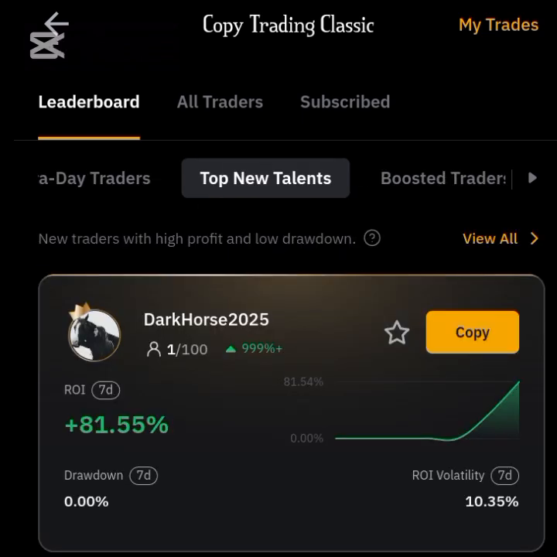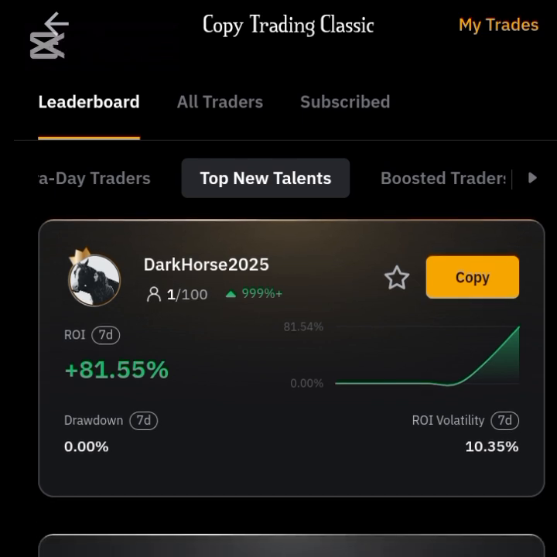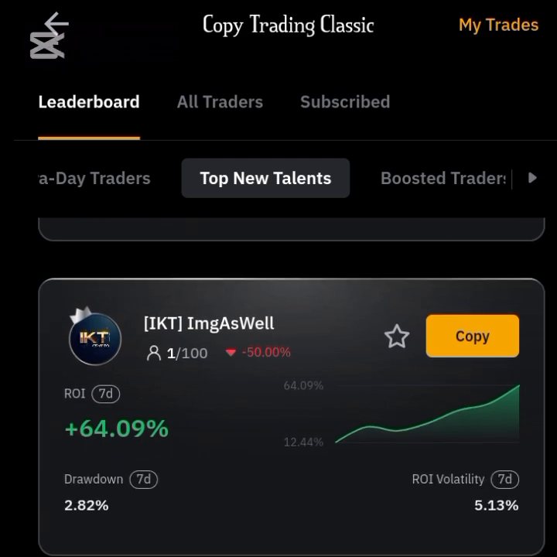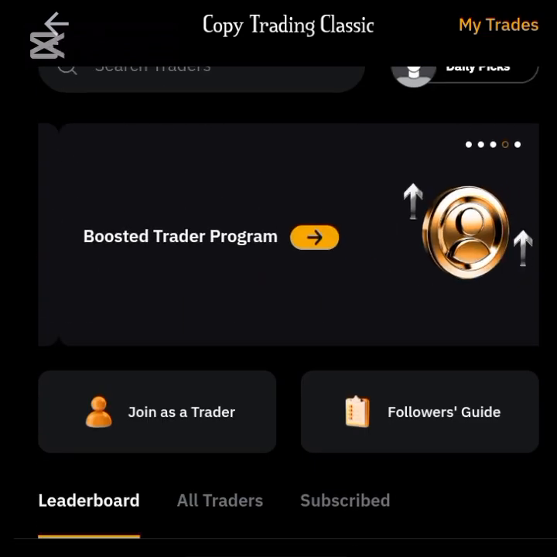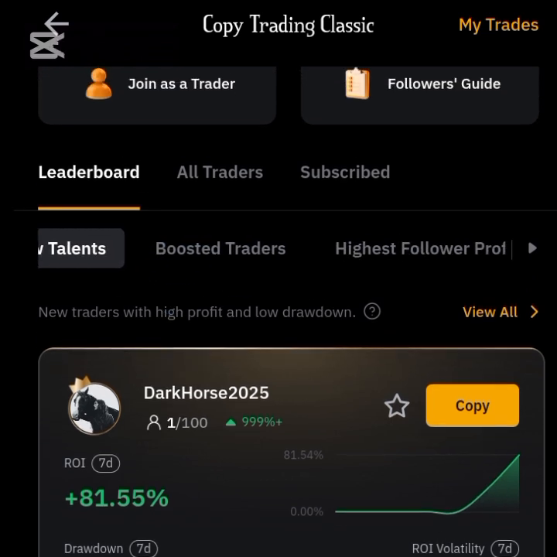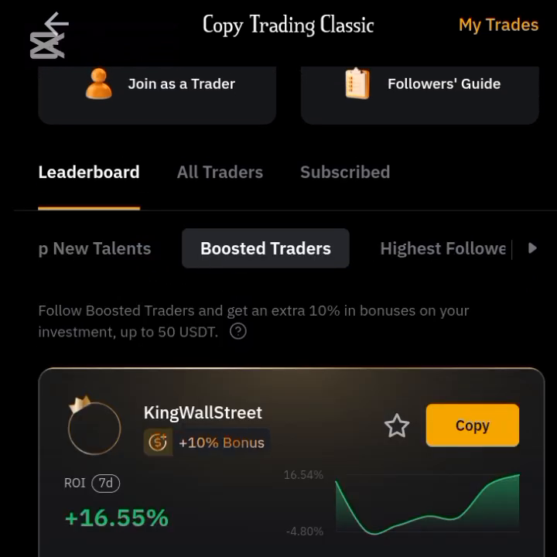And basically, these new traders, as the name implies, are new traders with high profit and low drawdown. So volatility ROI 10%, 0% drawdown, 81% profit in the last 7 days. That's interesting. ROI in the last 7 days is 64%, 56%. So you can see these ones are the new traders on board. Now they have this one, boosted traders.